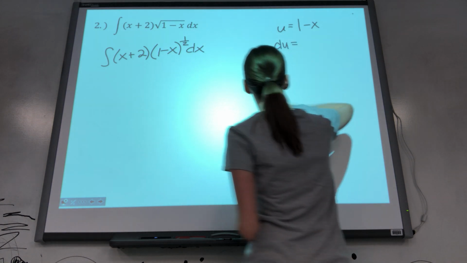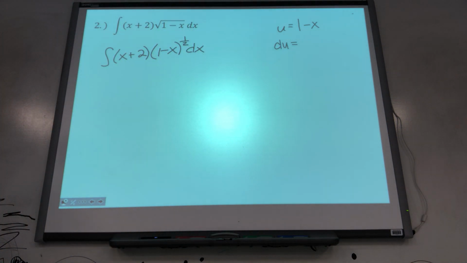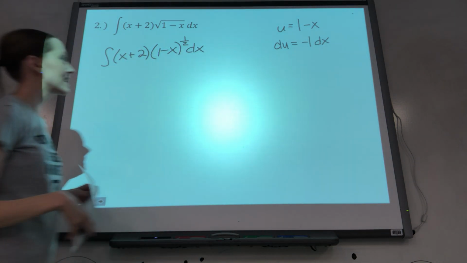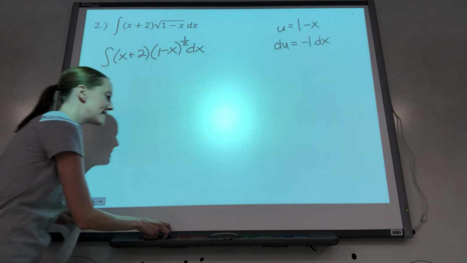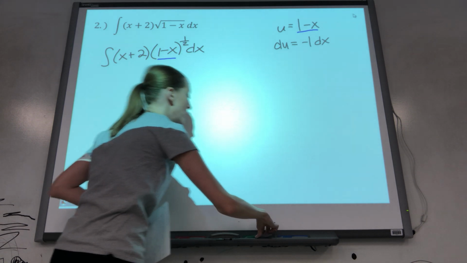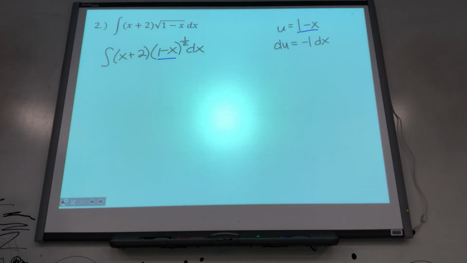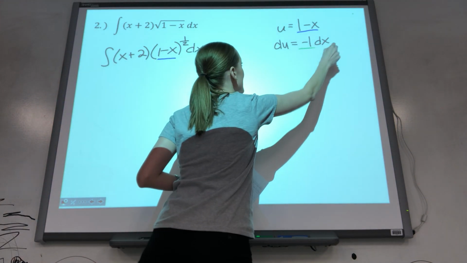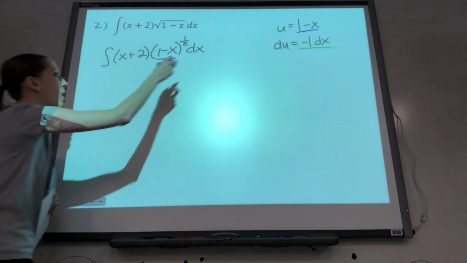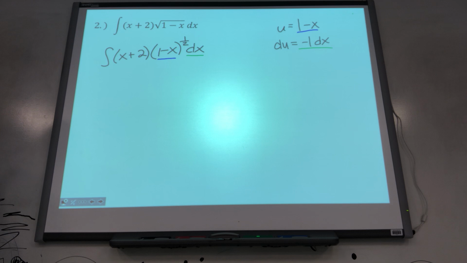If I go that route on this problem, then du is just going to be negative 1 dx. And so I start to match everything up. I know that is u. So eventually I'll turn it into u to the 1/2 power. But then I need all of that for du. So I have the dx.